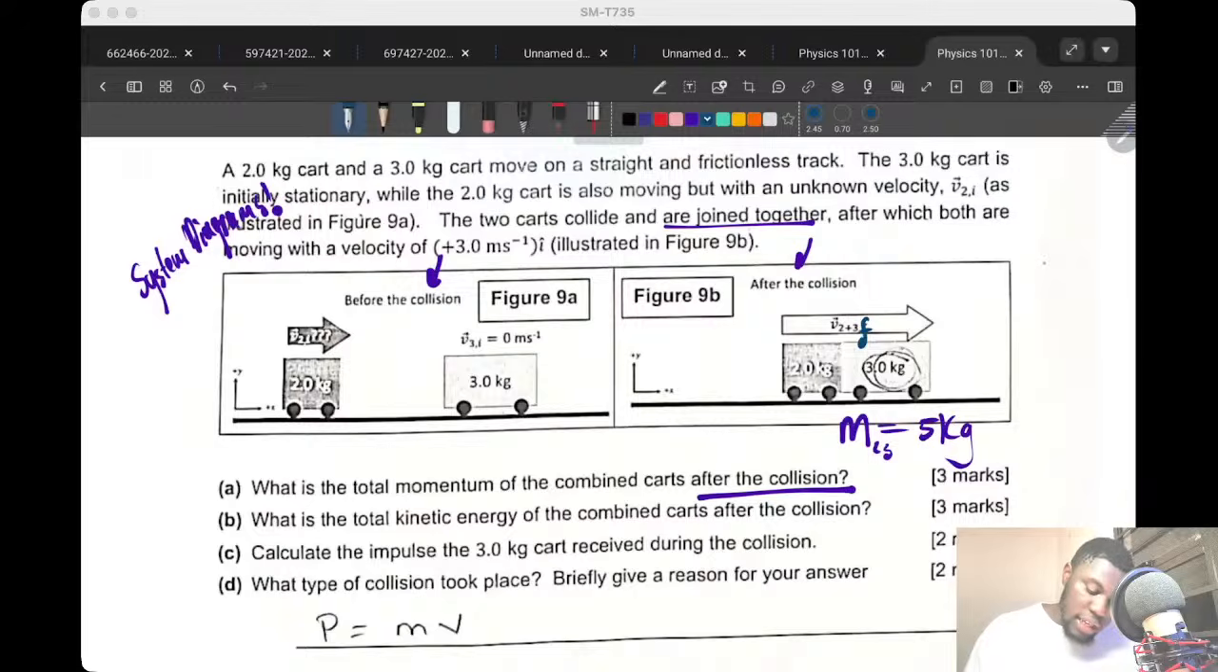And that velocity, did they tell us the velocity? After which both are moving at this. So don't read too much of the question, you will lose marks. Read important parts and answer the question.